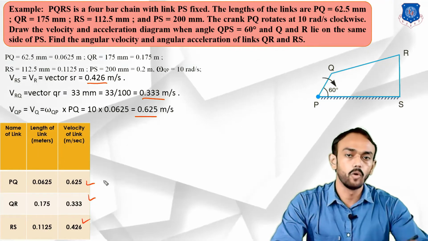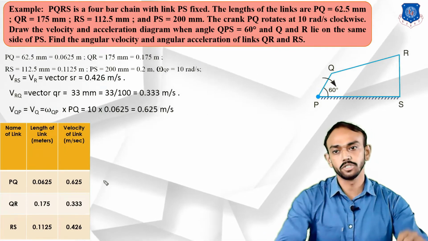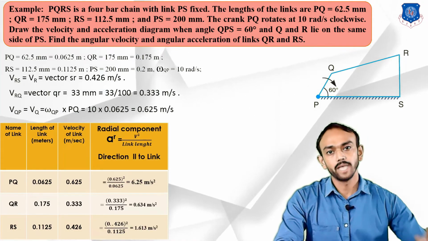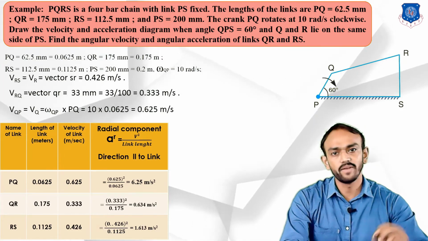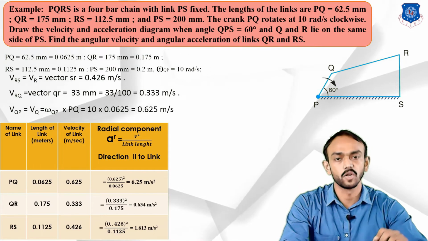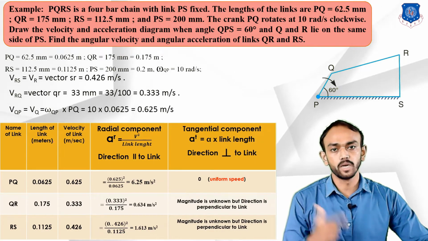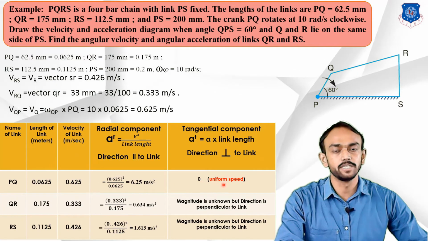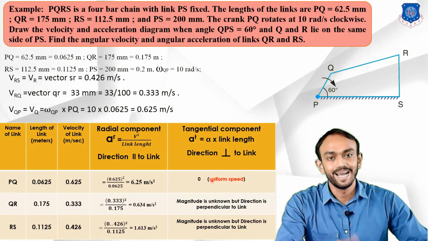Now the most important points of this example are the radial component and tangential component. Let's find the radial and tangential components. As you know, the radial component is the velocity squared divided by the length of the link. So we have already found the velocity and length, so we will find the radial component of all three links. Okay. Now the tangential component. This crank PQ is rotating with a uniform speed, so the tangential component will be 0 because uniform velocity is given. Or alpha is not given.